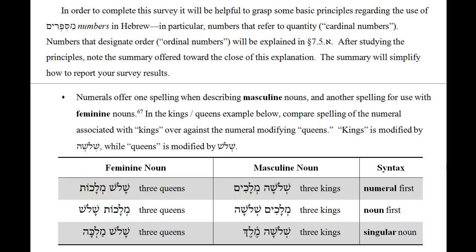In the last line, however, you'll find that the entity counted is singular. This also is feasible in Biblical Hebrew. So we find shlosha melech in the 3rd line. This still means 3 kings. Or shlosha malka. This still is translated 3 queens.